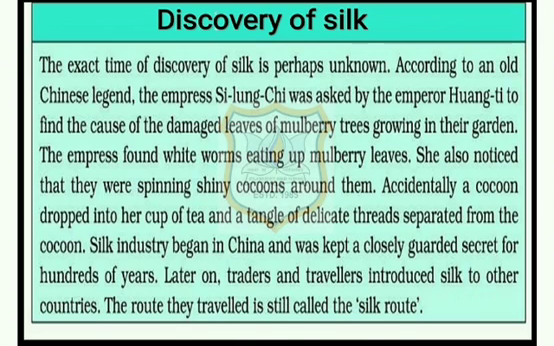The exact time of discovery of silk is perhaps unknown. According to an old Chinese legend, the Empress Shi Longqi was asked by the Emperor Hong Ti to find the cause of the damaged leaves of mulberry trees growing in their garden. The Empress found white worms eating up mulberry leaves. She also noticed that they were spinning shiny cocoons around them. Accidentally, a cocoon dropped into her cup of tea, and a tangle of delicate threads separated from the cocoon.